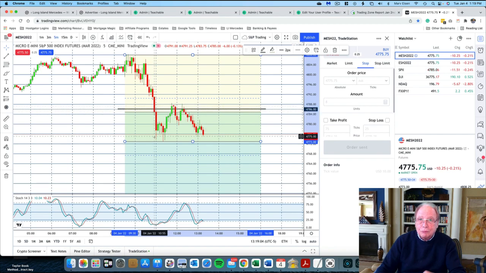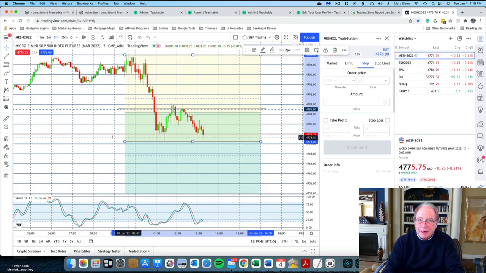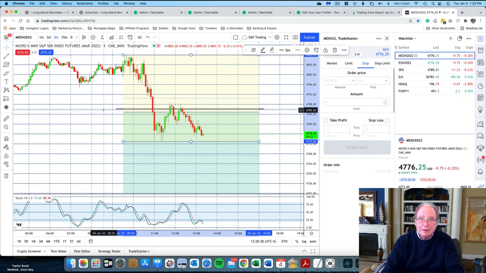So that's the right way to use the trading zone. As you use these trading zones, you'll find them to be a powerful asset in helping you trade more successfully. And remember, in trading, knowledge is power.